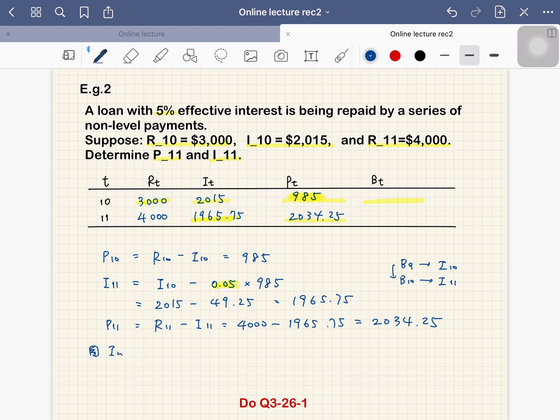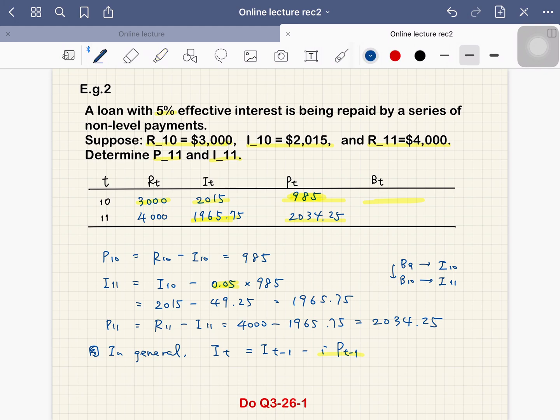So in general, I_t is equal to I_{t-1} minus the interest rate times P_{t-1}, because the interest paid this year is decreased by the interest rate times the principal repaid compared to the last year.